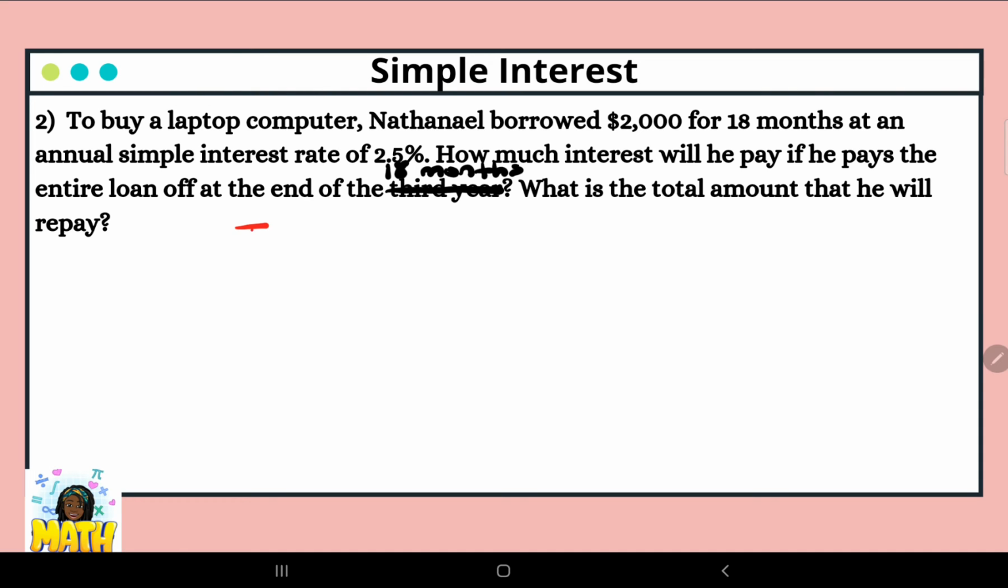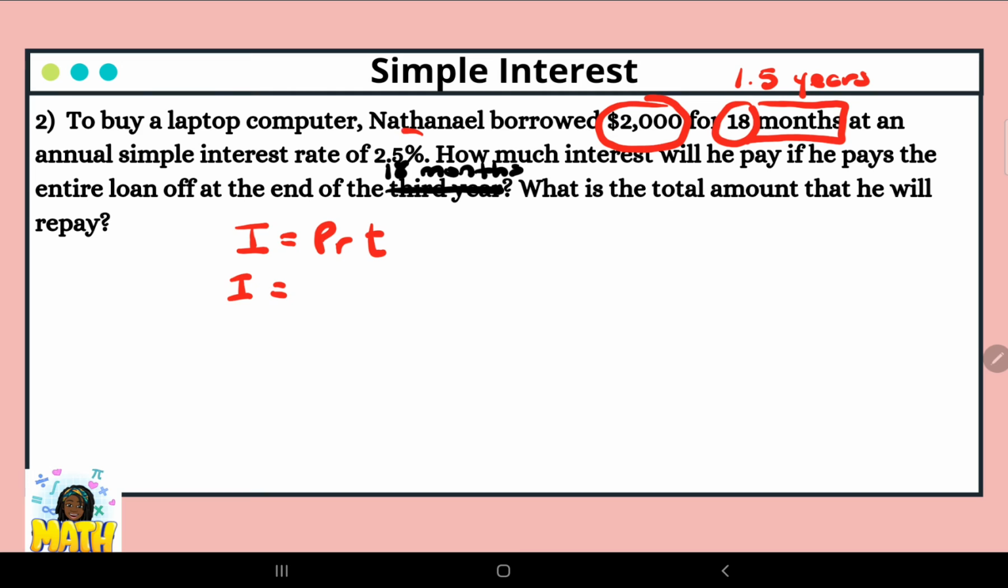So here again, we go ahead and rewrite our formula. I equals PRT. And then we're going to go ahead and plug in. So the principal amount is 2,000. The time is 18 months, but we need to convert that to years. We know there are 12 months in a year, so this is actually 1.5 years.